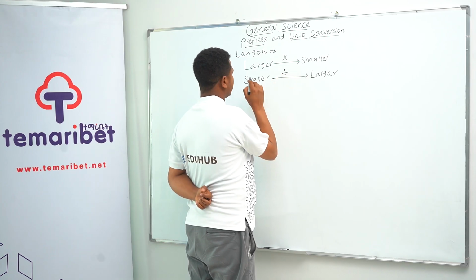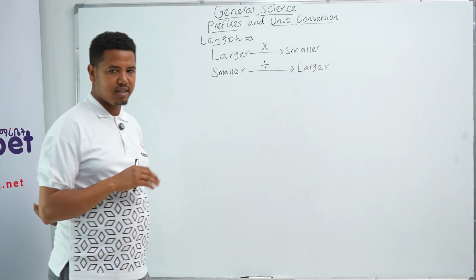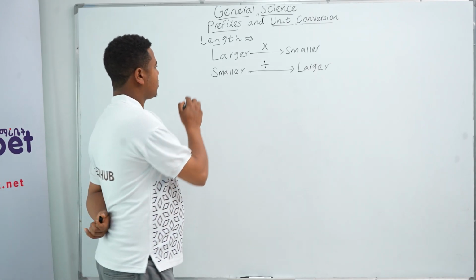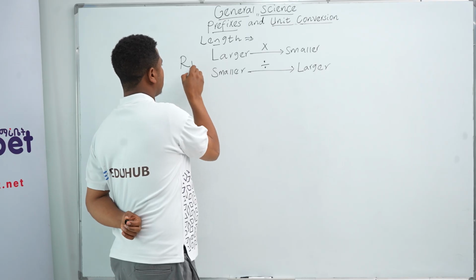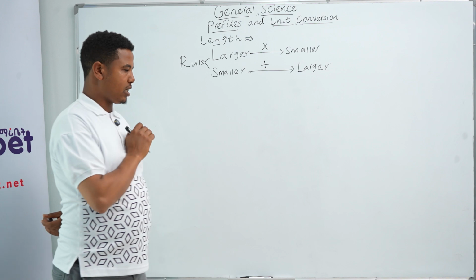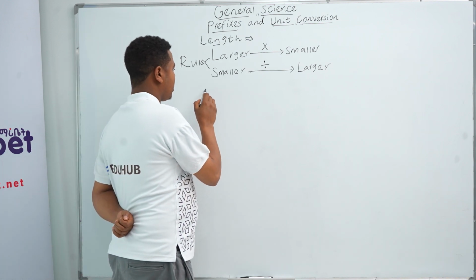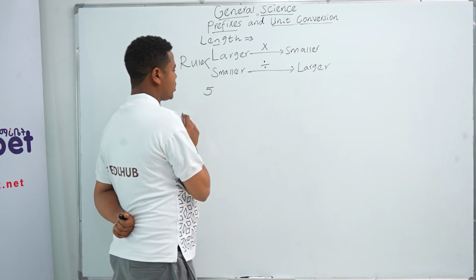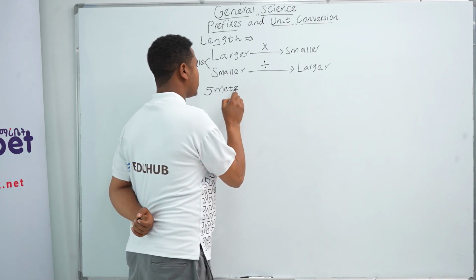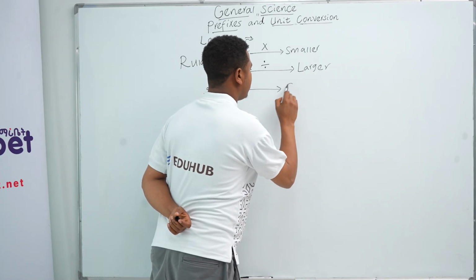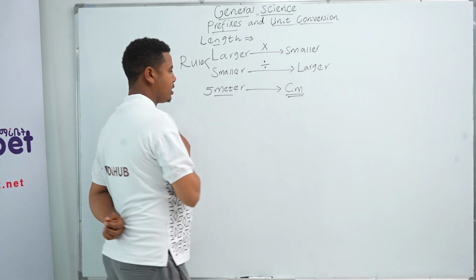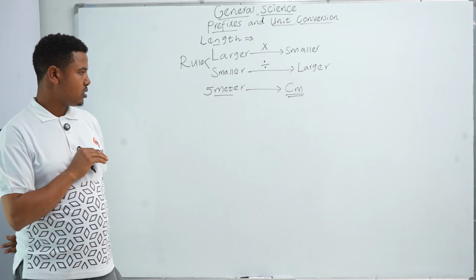Whatever unit it is, whether it is length, mass, time, volume, any. So this is the rule. So if we keep this rule in mind, now let's see with examples. For example, if we are going to change 5 meter to centimeter, now we are going to change meter into centimeter.